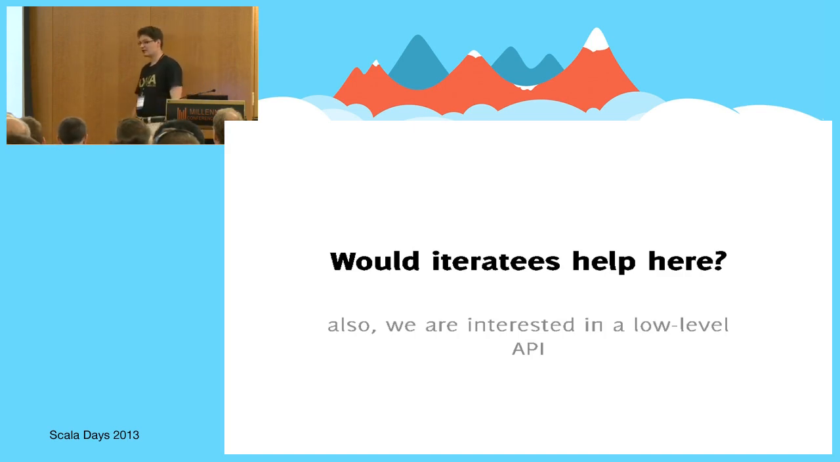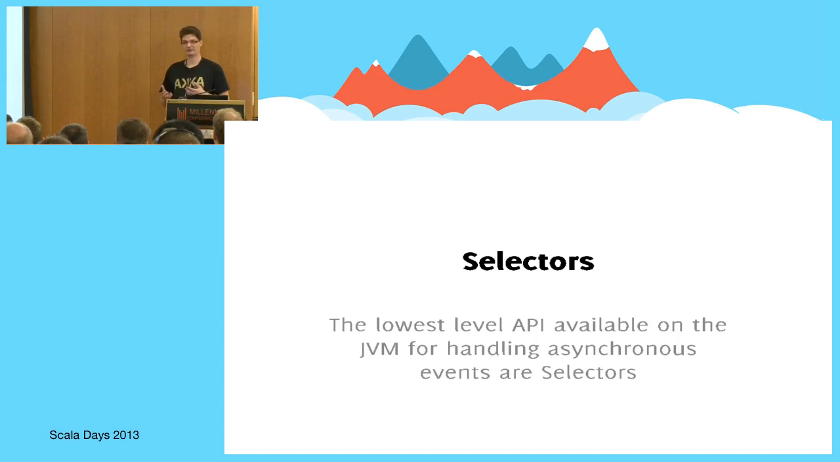And also, another problem is that iteratees, again, is a higher level abstraction. We don't want to introduce it yet. We can build something on top of a low-level API later, but we want to have a nice, flexible, low-level API.